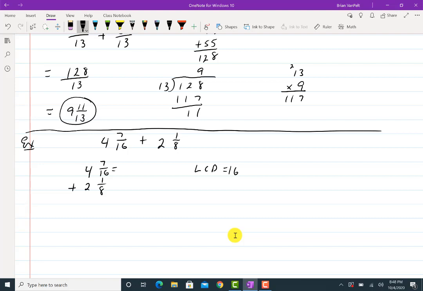They'll write this. The 7/16 will be fine, but the 1/8 they'll change to 2/16. Now when we add them, I can add the columns up. So the 7/16 plus the 2/16 will be 9/16. And then 4 plus 2 will be 6. So you get 6 and 9/16. That's another way to do it.